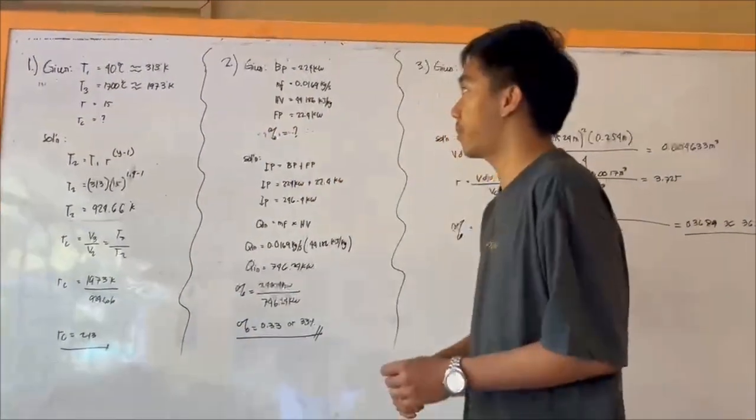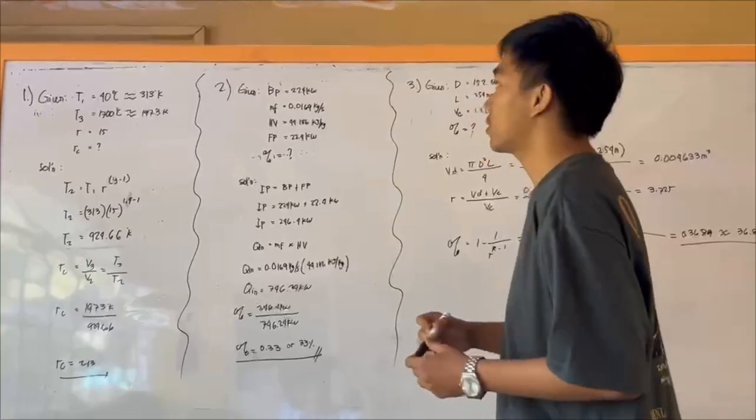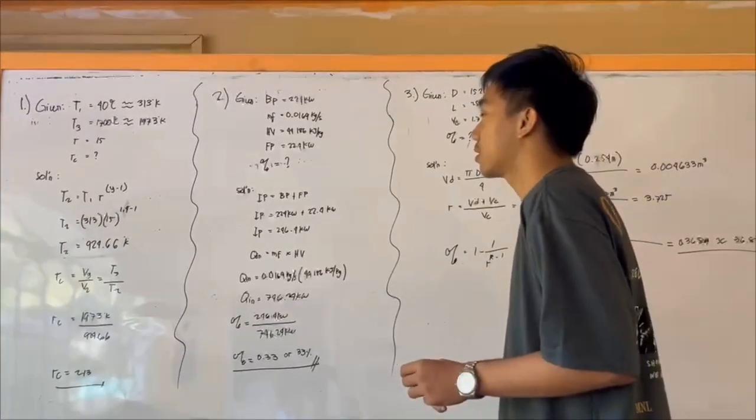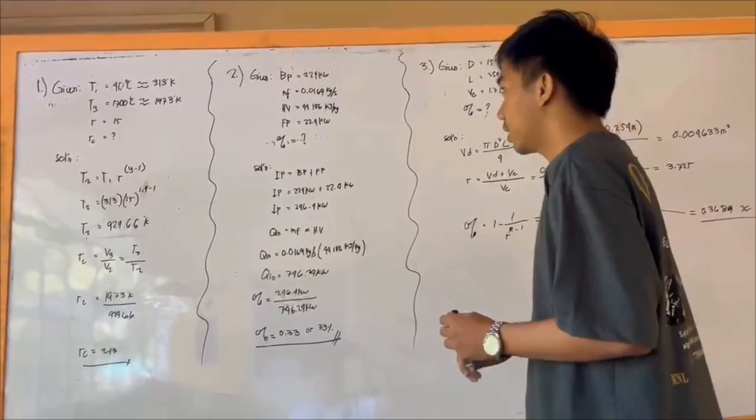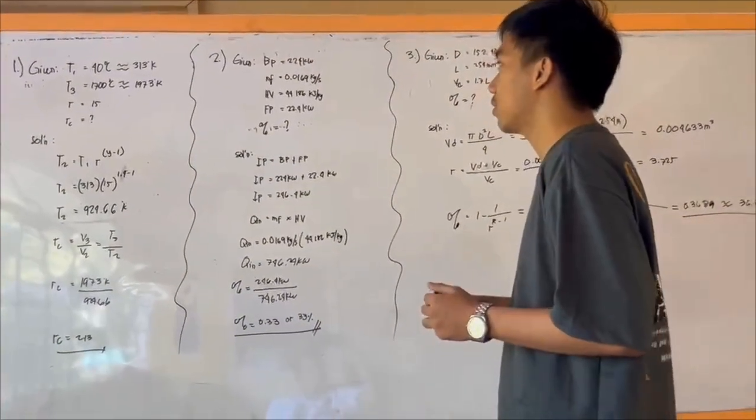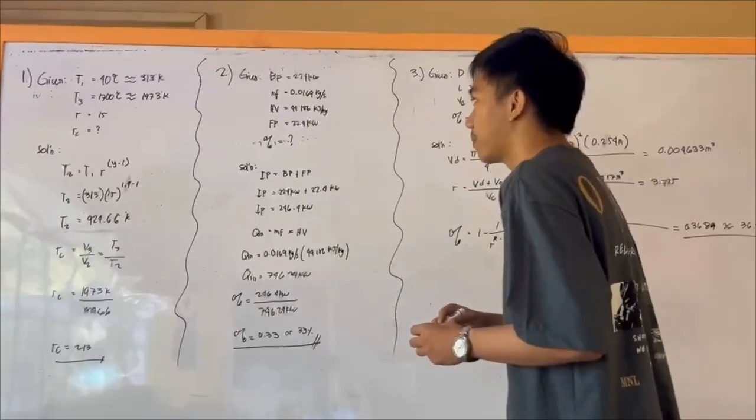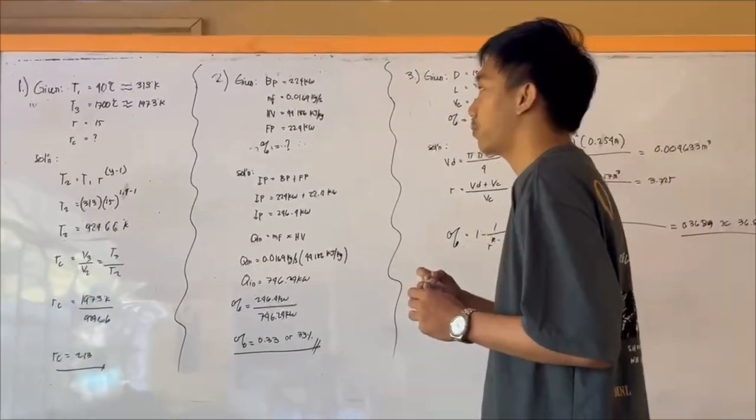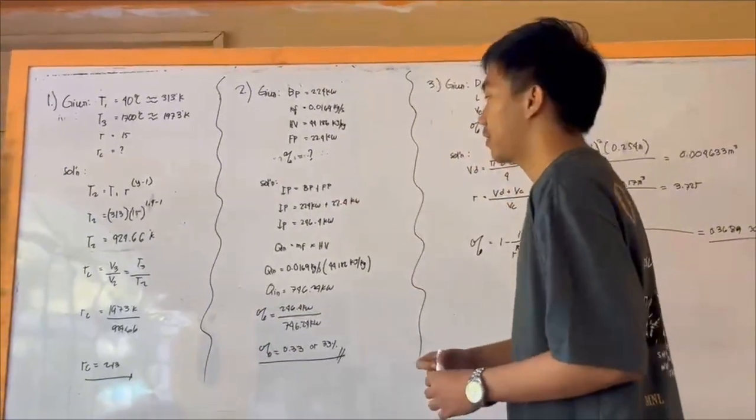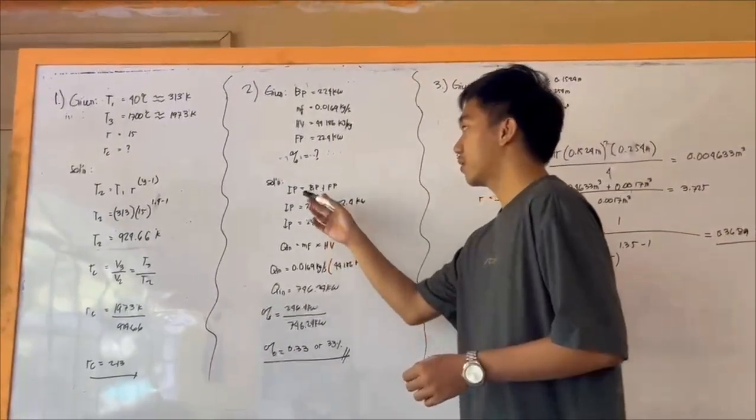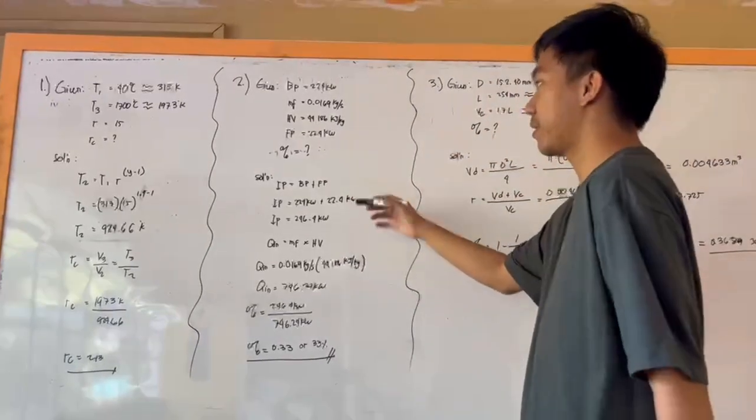And for our problem number 2, we have a given of BP equals 224 kilowatts, mf is 0.0169 kilogram per second and heating value of 44,186 kilojoules per kilogram. And we have an FP of 22.4 kilowatts and we need to find the efficiency. So for our solution, we just need to add our BP and FP.